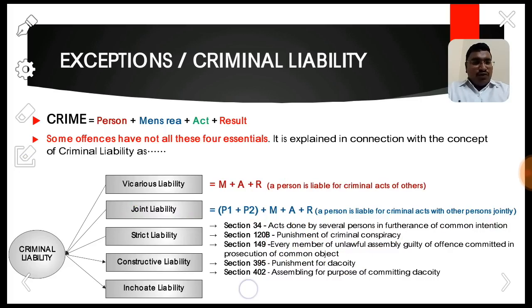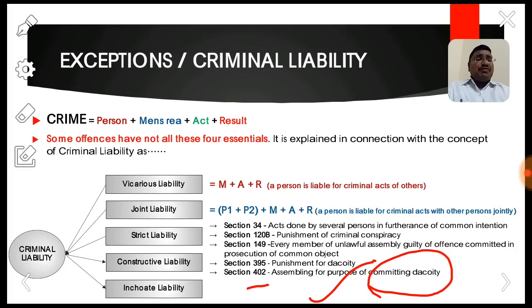The next one, Section 402, that is assembling for the purpose of committing dacoity. Assembly of 5 or more than 5 members in order to commit the dacoity. It is not committing the dacoity, but assembling for the purpose of dacoity, just for preparation of the dacoity. Under Section 402, it is punishable. Every person in such assembly for the purpose of committing dacoity is jointly liable.